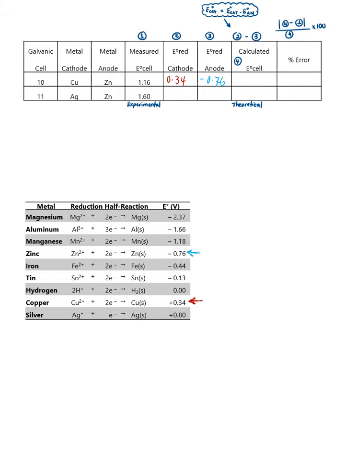So to calculate the cell potential, you're using the subtraction. So you have the cathode potential minus the number that you have for the anode. And that's for your cell number 10. So that will be 0.34 minus. So that's the calculated cell potential.